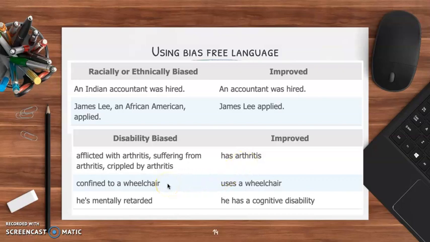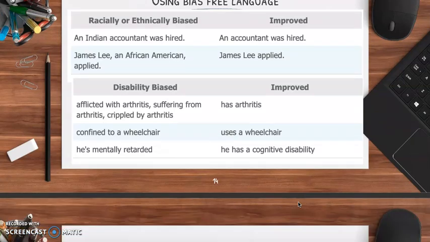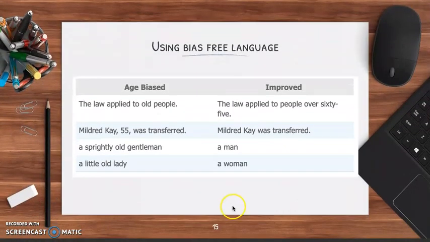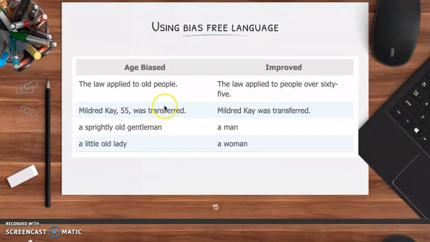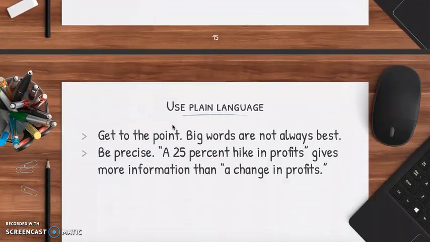Rather than confined to a wheelchair, you'd say, he or she uses a wheelchair. Let's not use this word at all. Has a cognitive disability. That's always a great rule to follow. And finally, there's also age-biased language. Things like the law applied to old people. Wouldn't want to say that. You'd want to be a lot clearer, say the law applied to people over 65. And so on with the rest of these examples.